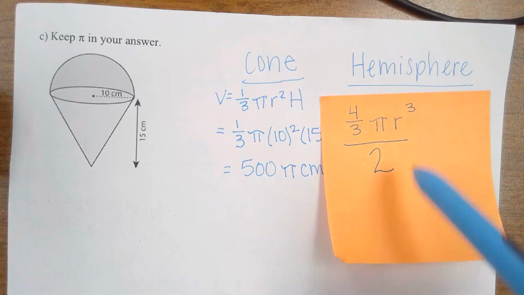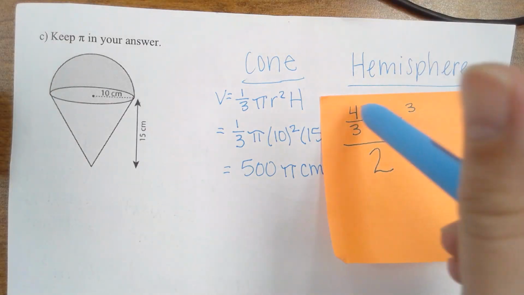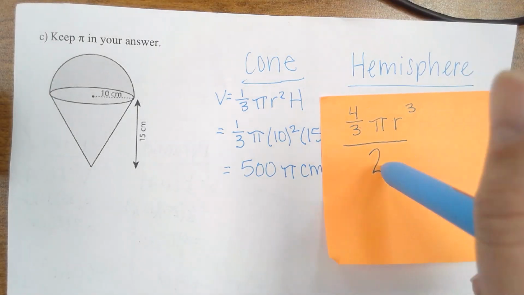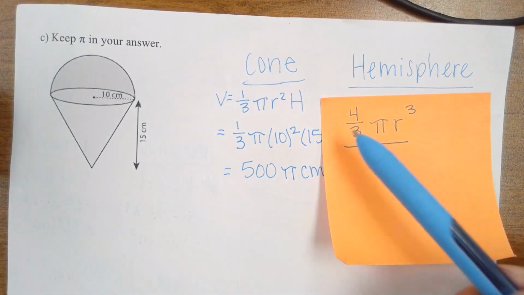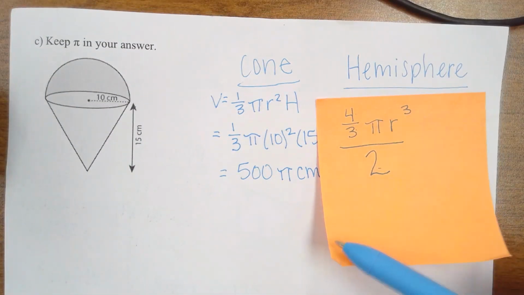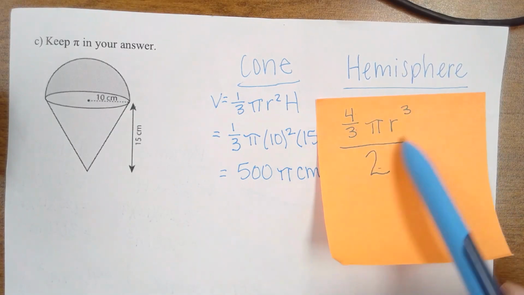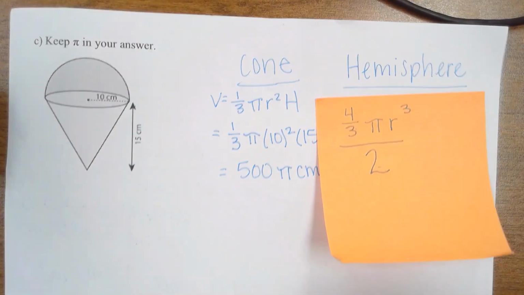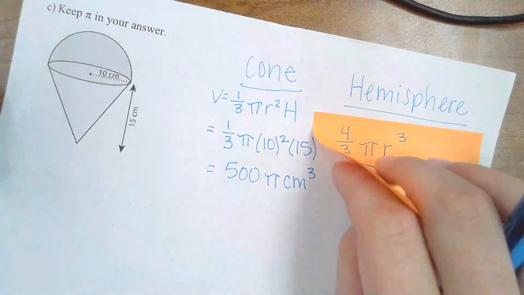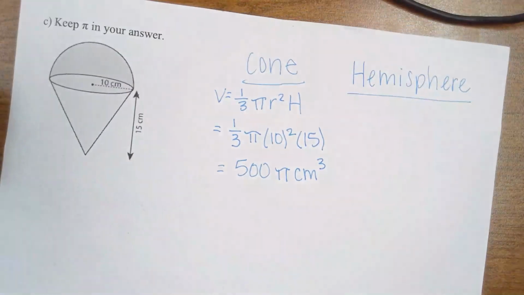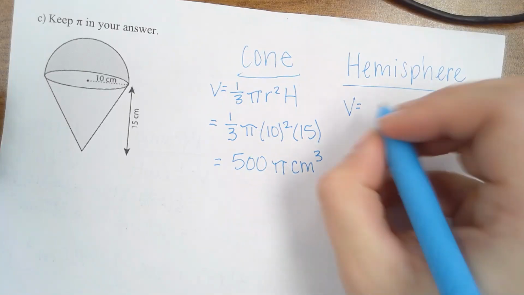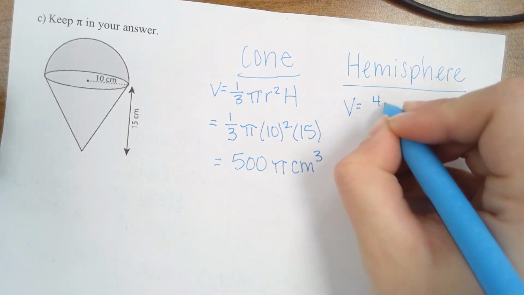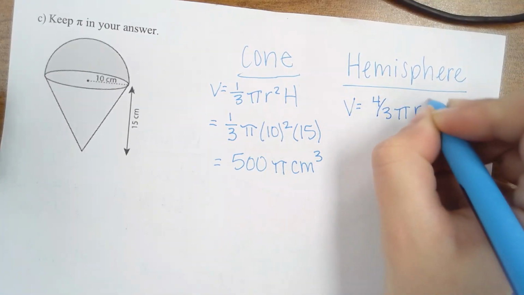Or you can incorporate this divided by 2 within your fraction by making this 4/3 divided by 2, and that would give you 4/6. So you could have 4/6 pi r cubed, or figure out the full sphere first and then just take that divided by 2. You guys can figure out what way you would like to do it. Okay, so let's just start with the entire sphere. So 4/3 pi r cubed.